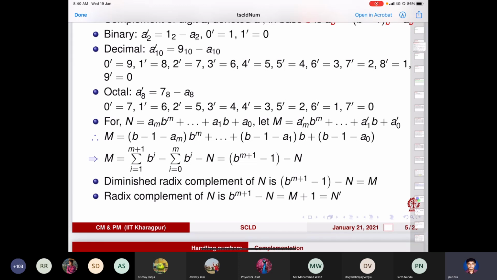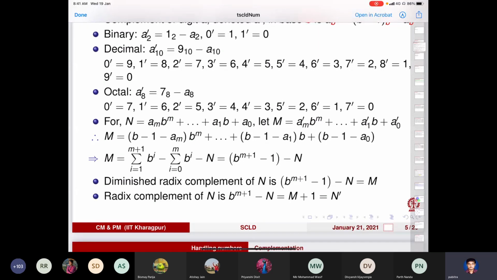If we clearly specify it is the diminished radix complement, you should write m. If we just say complement, it would mean n dash. Usually complement would mean n dash. But again, this is a convention we are using. Both these definitions are valid.